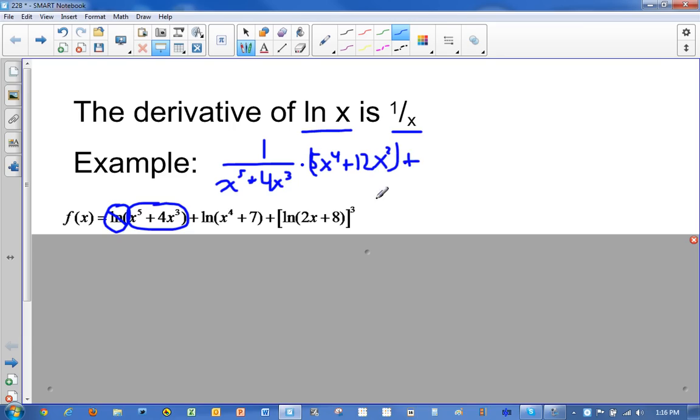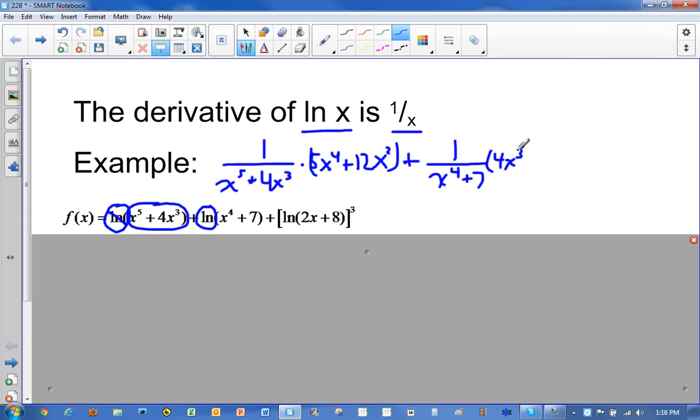Plus the ln of x to the 4th plus 7. Well, ln is the outside function. So the ln of x to the 4th plus 7, the derivative of that is 1 over x to the 4th plus 7 times the derivative of x to the 4th plus 7, which is just 4x cubed.